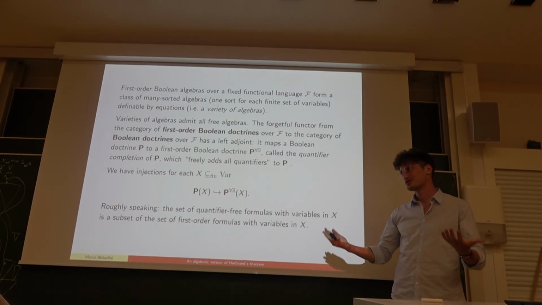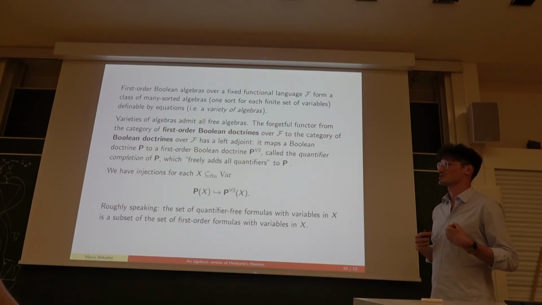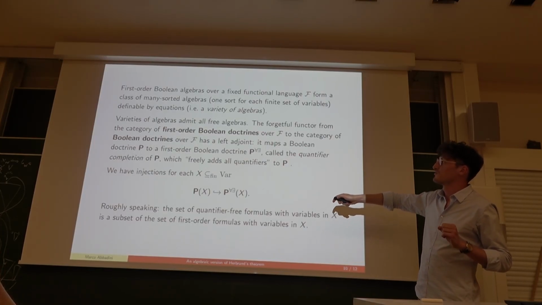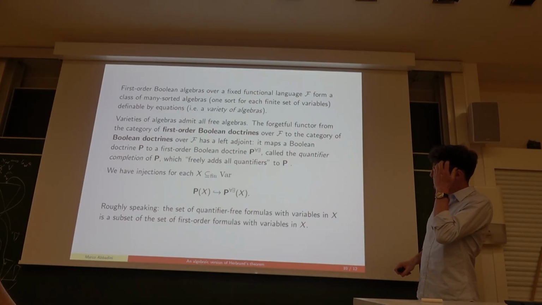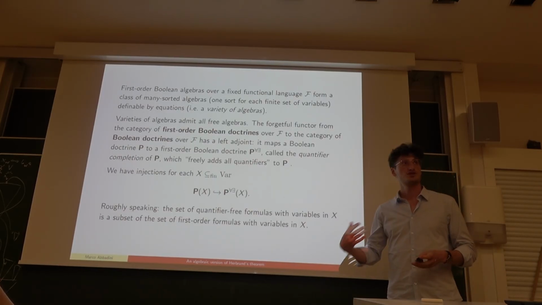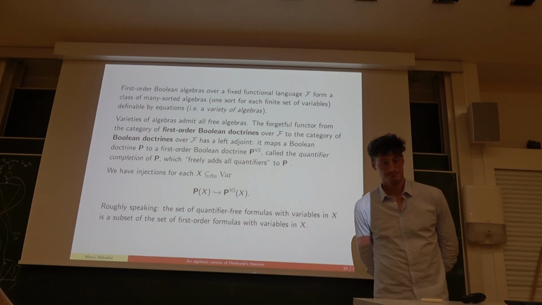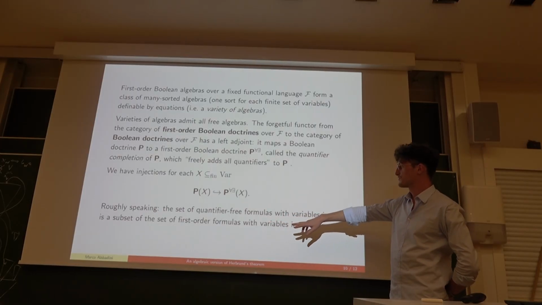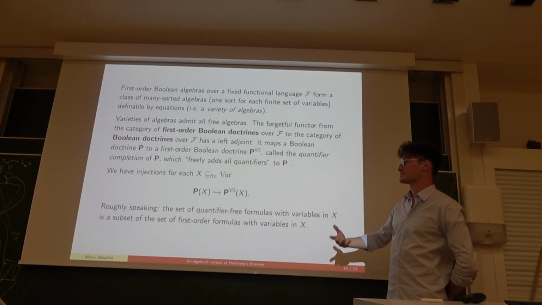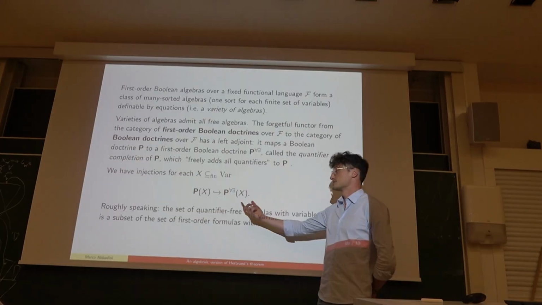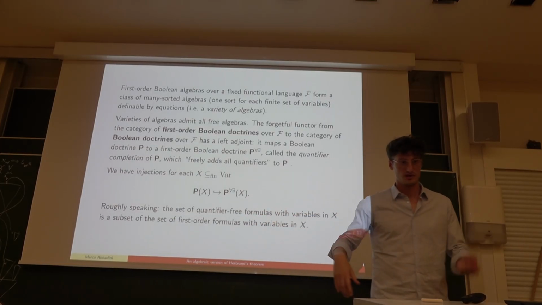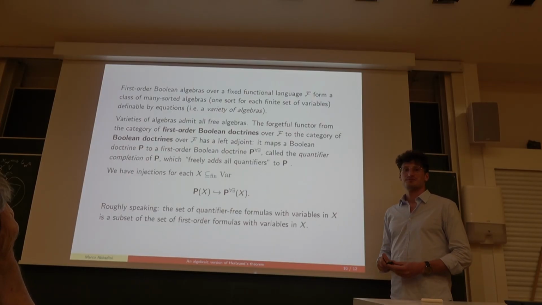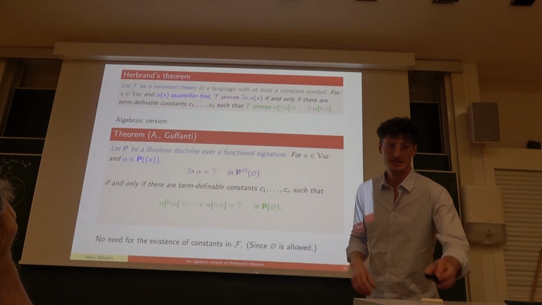There's a way to freely add quantifiers, and so here this means that we have a Boolean doctrine P. There's a first order Boolean doctrine P for all exists called the quantifier completion, in which the quantifiers are freely added, and we have some comparison. So just like the set of quantifier-free formulas embeds into the set of first order formulas, this P of X embeds into the value of the quantifier completion at X. Okay, let's see Herbrand's theorem in this algebraic form.